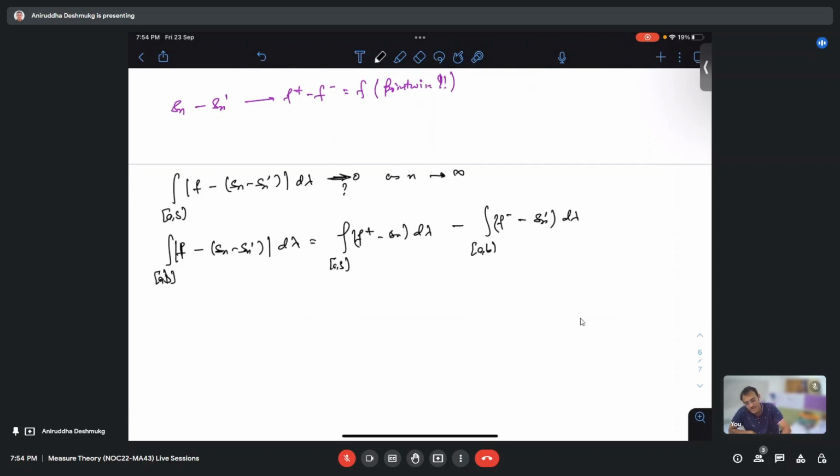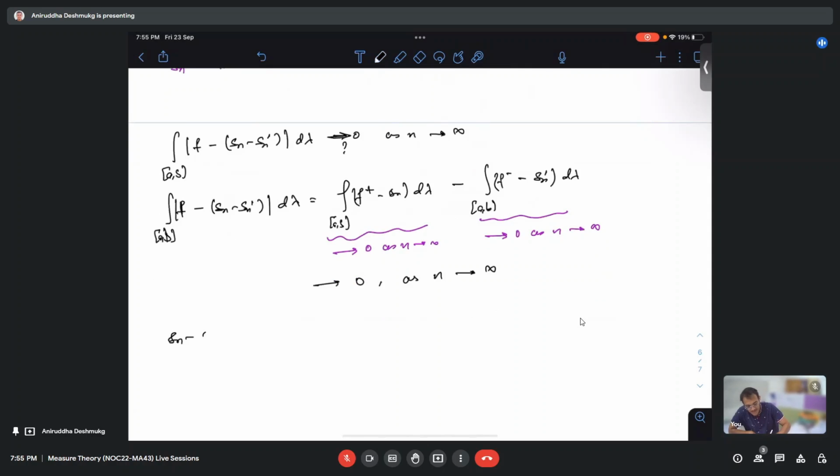But now what happens? Individually these integrals go to 0. Therefore, by the calculus of limits of sequences, this goes to 0 as n goes to infinity. And hence, Sn minus Sn prime converge to f in the metric of L1.